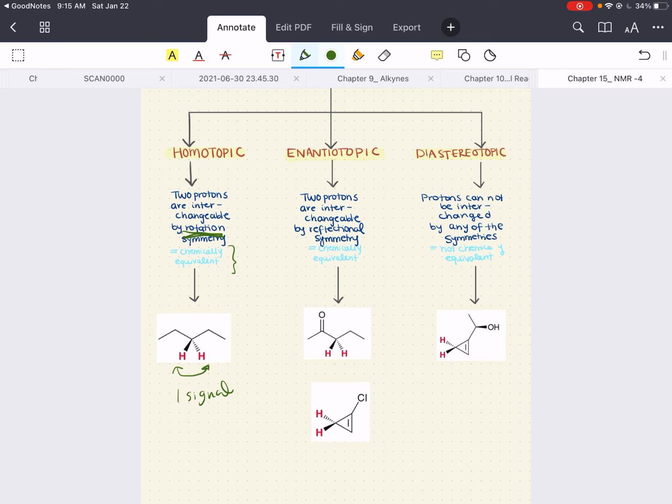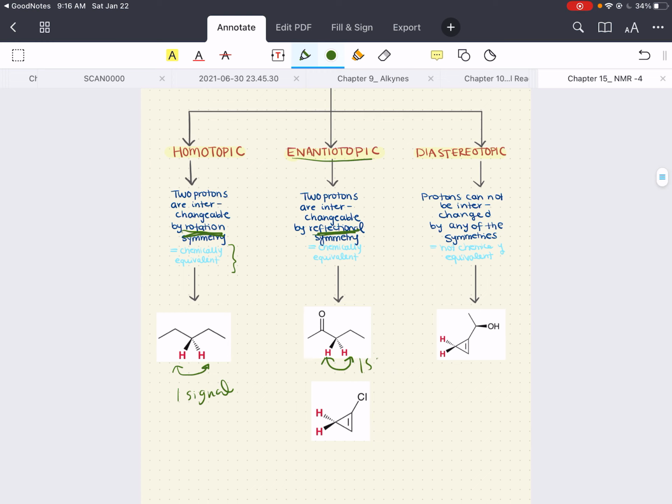Now, if they are interchangeable by reflectional symmetry, again, they are also chemically equivalent, but this time the term for two protons that are interchangeable by reflectional symmetry is enantiotopic. So these two hydrogens right here, they're interchangeable by reflectional symmetry. They're not going to give two unique signals on the NMR since they are chemically equivalent because they're enantiotopic. They're only going to give one signal on your NMR.